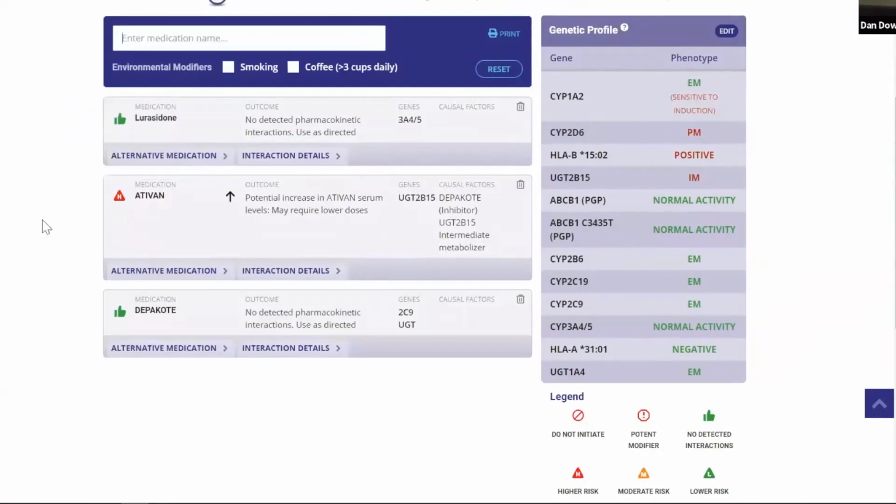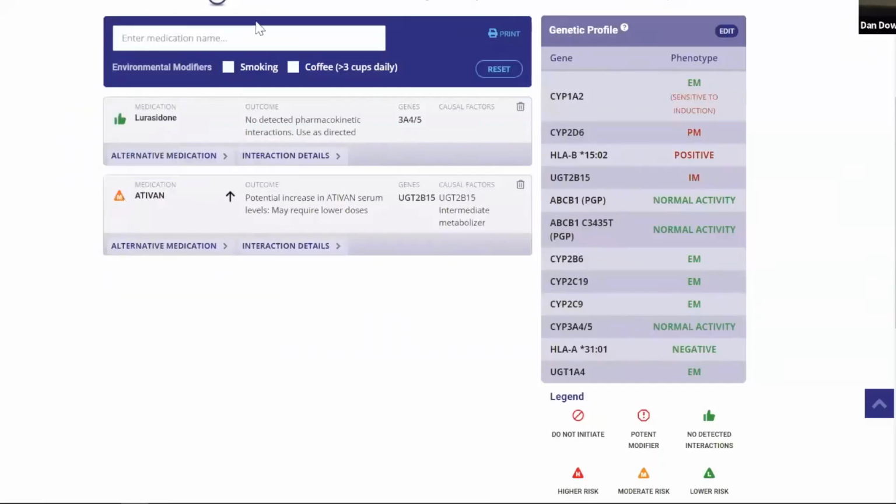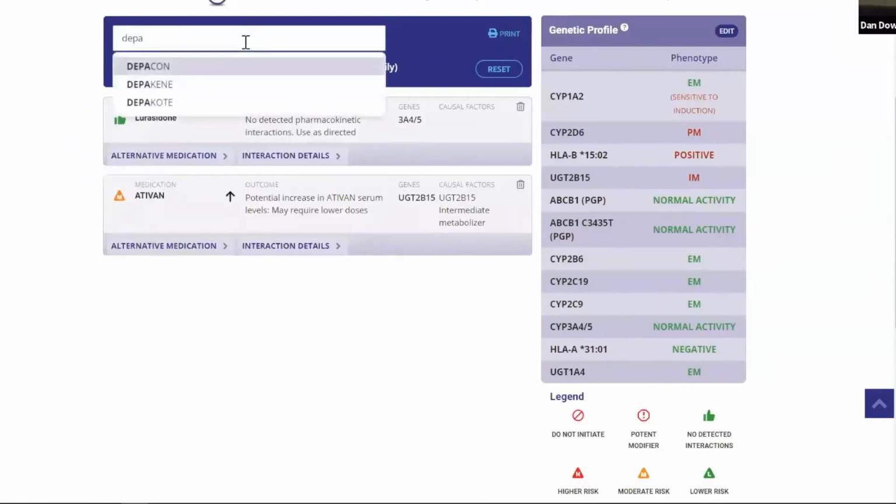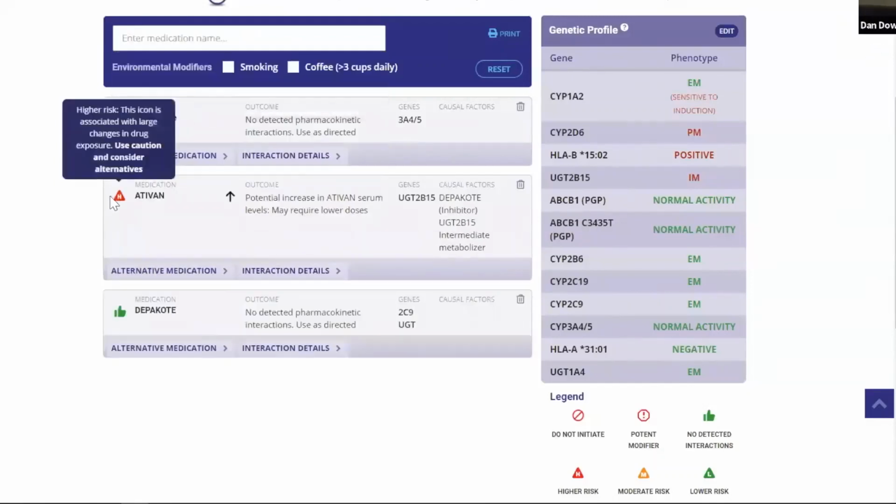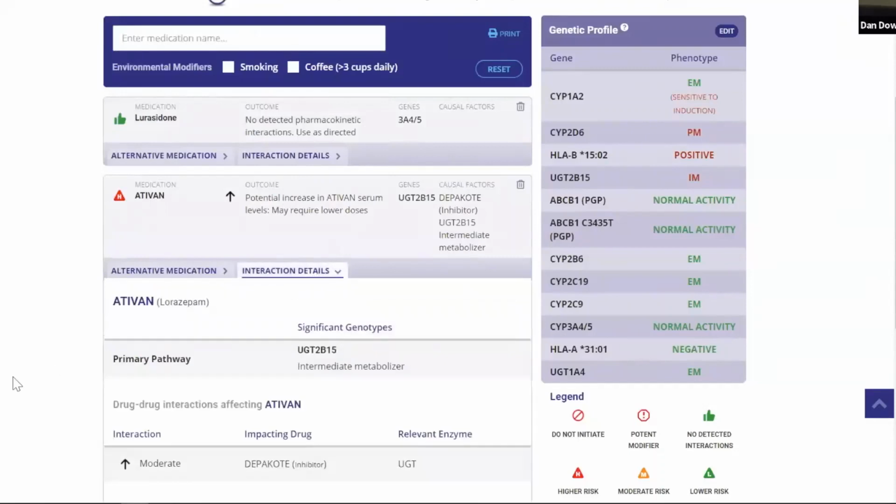Well, what changed? The person's genetics hasn't changed. What's changed is that we've added a drug-drug interaction on top of a drug-gene interaction. So if I get rid of Depakote, moderate. If I add Depakote, major. You can always look at the interaction details to get more information. You click this tab and it identifies what we call perpetrators. It identifies all the perpetrators that are impacting Ativan.